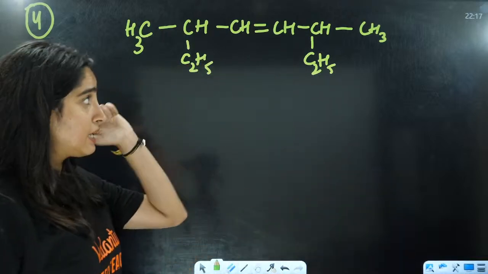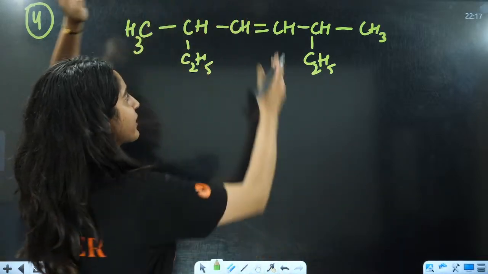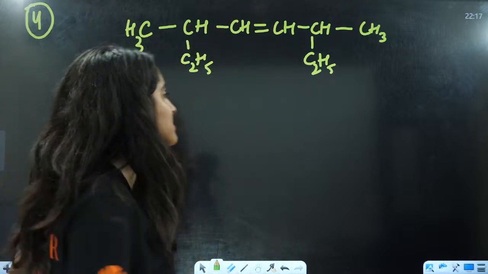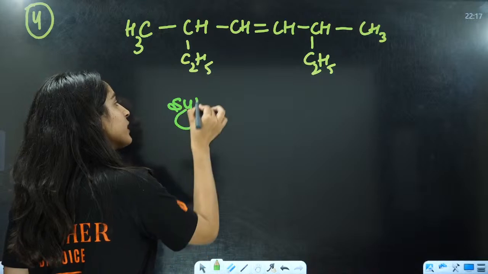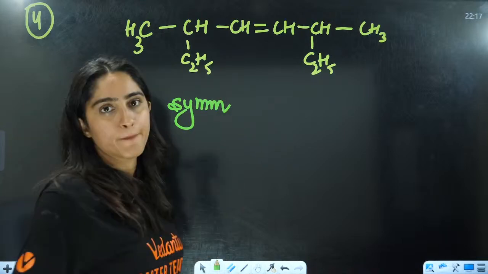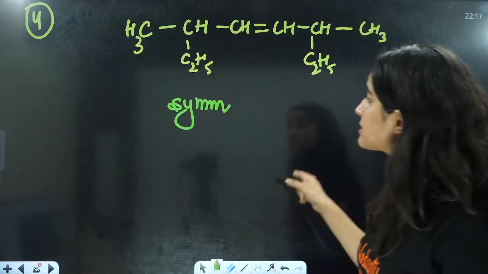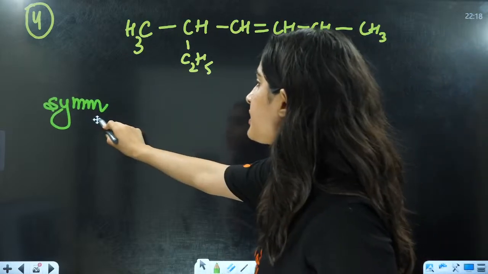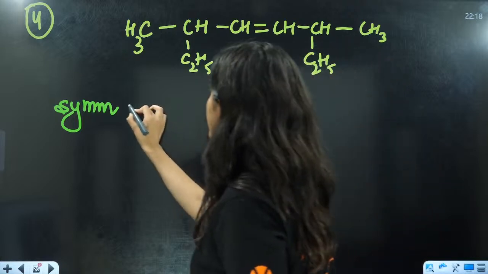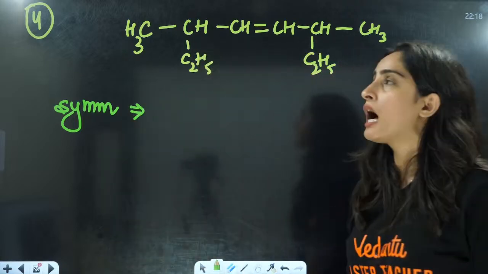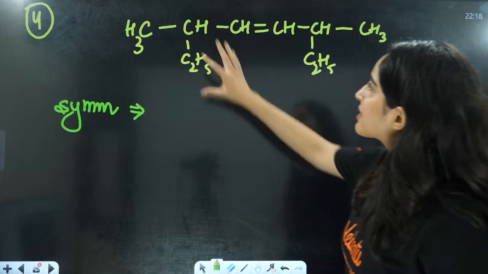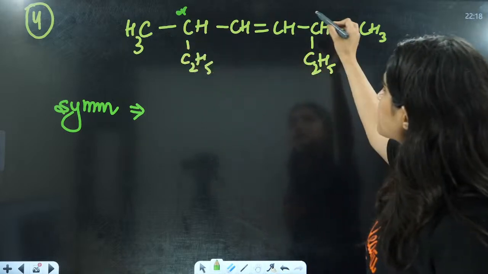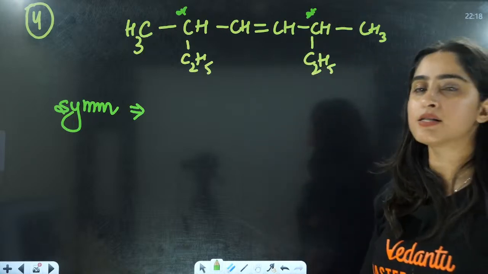Now can I cut this into half? If I cut this here, they will be divided into equal halves. That means this is your symmetrical one, okay? If this is the symmetrical one, beta, how are you going to write it? Is this the chiral center? Yes, this is the chiral center, okay? Is this the chiral center? Yes, this is the chiral center.